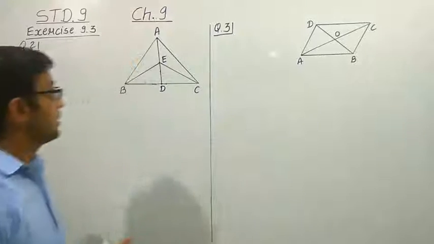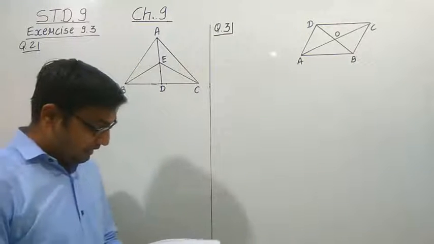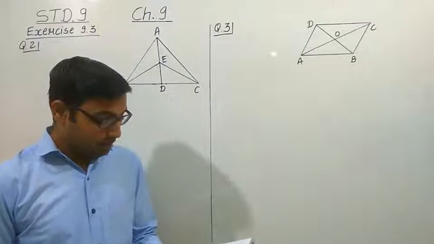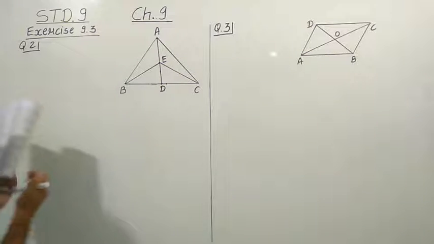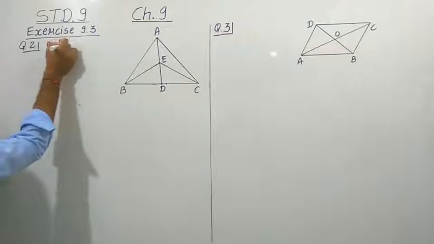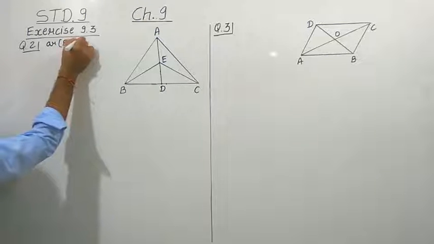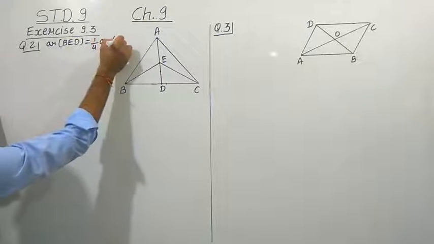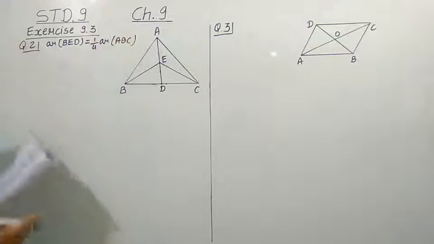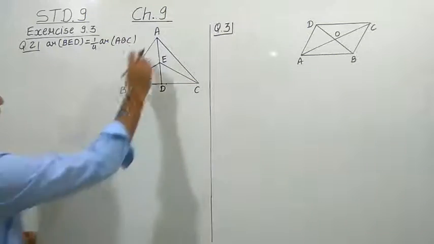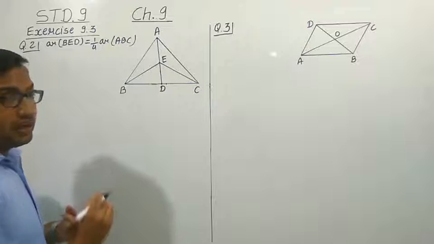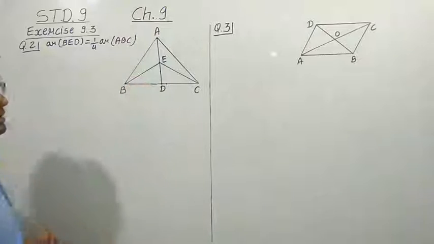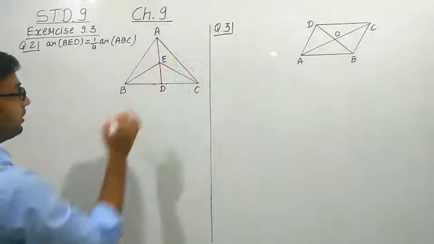Okay? Okay, let us study question number 2. Question number 2 is, in a triangle ABC, E is the midpoint of median AD. Here we have to prove that area of BED is equal to 1/4 area of ABC. So what is given here is that ABC is a triangle, AD is the median, and E is also the midpoint of AD. E is the midpoint of median AD.